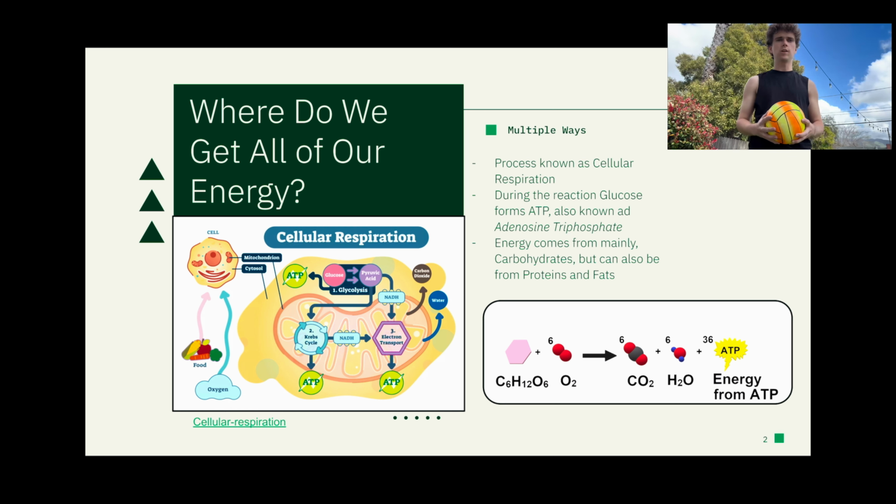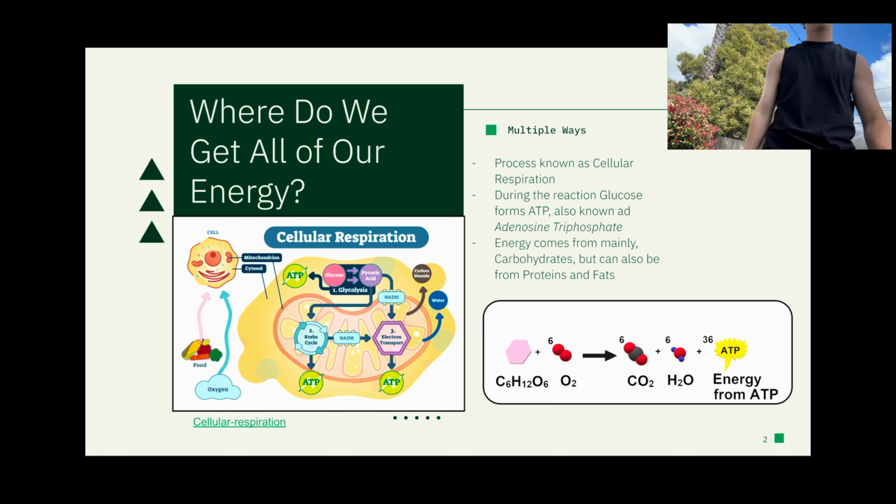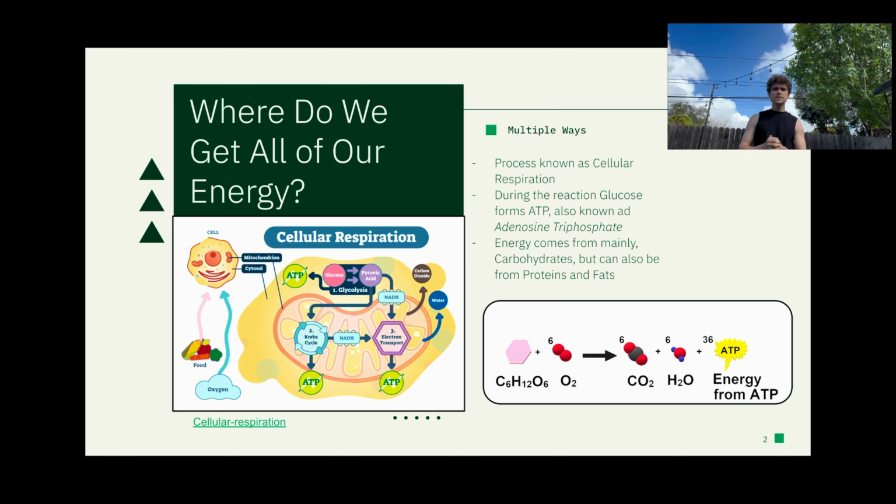Our body creates energy through a process known as cellular respiration. Cellular respiration is a process that happens within our cells where our body transforms glucose into ATP. The chemical equation is shown above. As you can see, when glucose C6H12O6 interacts with the oxygen molecules, it produces three things: carbon dioxide, water, and ATP.